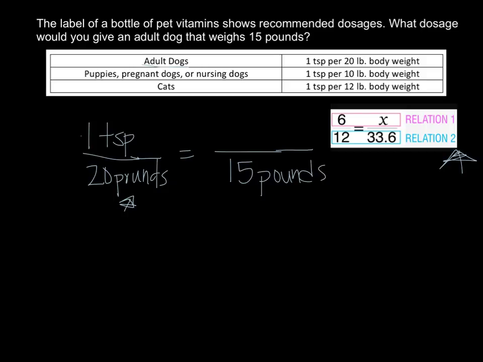Okay, and what we don't know, our variable, is right here. We don't know how much medicine to give him. As in our numerator over here, we put the medicine on top, pounds on bottom, so we don't know how much medicine. Now we just do exactly what we did. We use our cross products to find our missing value. So here I would say 1 times 15 is 15 equals 20 times x, or 20x.